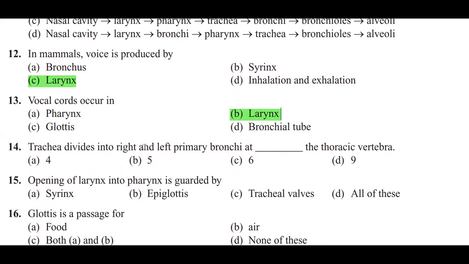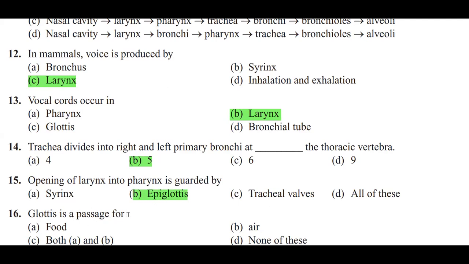The trachea divides into right and left primary bronchi at which thoracic vertebra? Fourth thoracic vertebra, fifth thoracic, sixth thoracic, ninth thoracic vertebra. The option is fifth thoracic vertebra. The opening of the larynx into the pharynx is guarded by epiglottis.